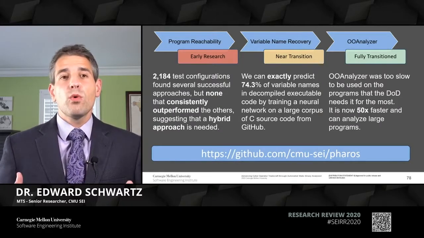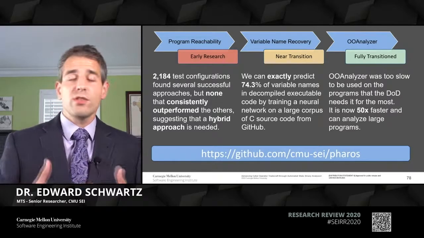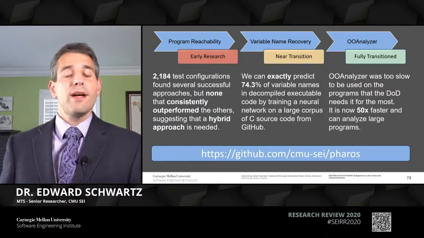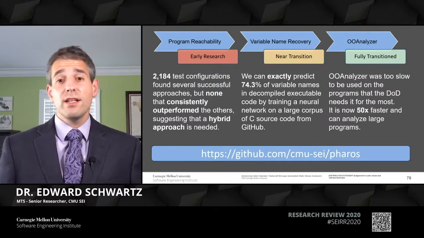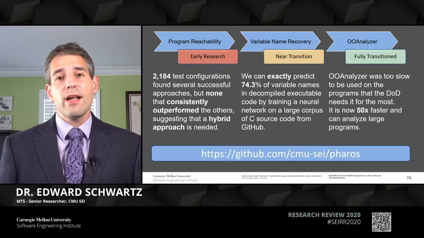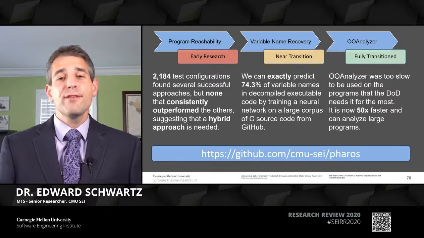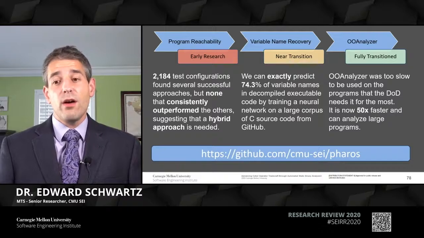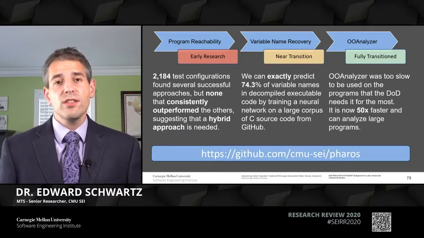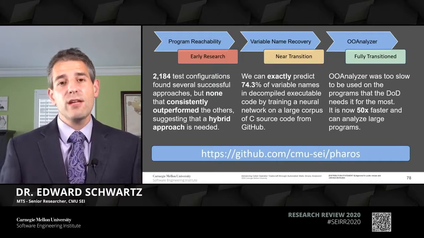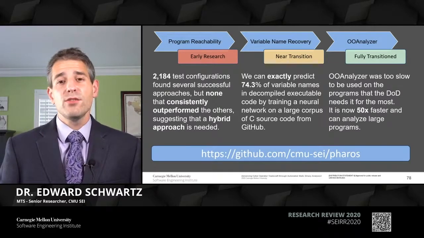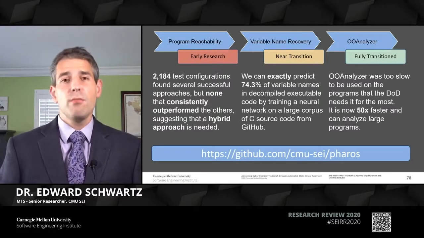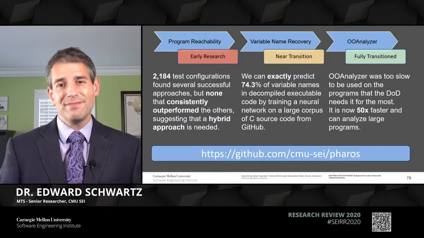We talked about our work on variable name recovery, which was initially a very early prototype that worked in theory but couldn't be easily used by analysts. We're now working on a plugin inside of the Hex-Rays decompiler that will allow analysts to literally receive better variable names at the click of a button. And finally, we talked about OOAnalyzer, a tool that we had previously transitioned, and how it still had some limitations that prevented it from being used on large and complex software. We made it significantly faster, and now it can be used on much larger and more complicated software.